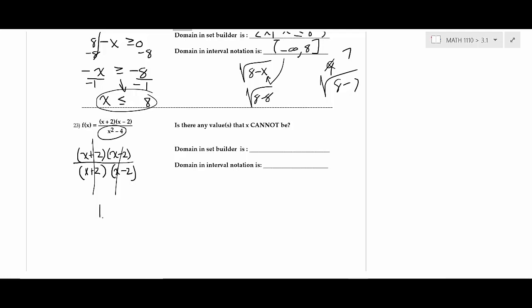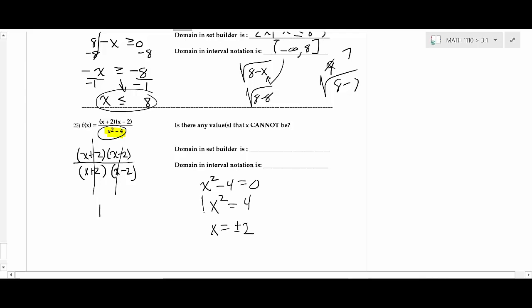Okay, so you can do this in your head. What are the 2 numbers that would make that original problem 0? 2 and negative 2. So you got to take that out of the domain. Don't cancel stuff. Don't even look at that. In fact, when you're dealing with a rational function, you just look at that. That's all you got to look at is the denominator only. So you would do, again, x squared minus 4 is 0. You can do that in your head. Square root both sides, you'd have x equals plus or minus 2.